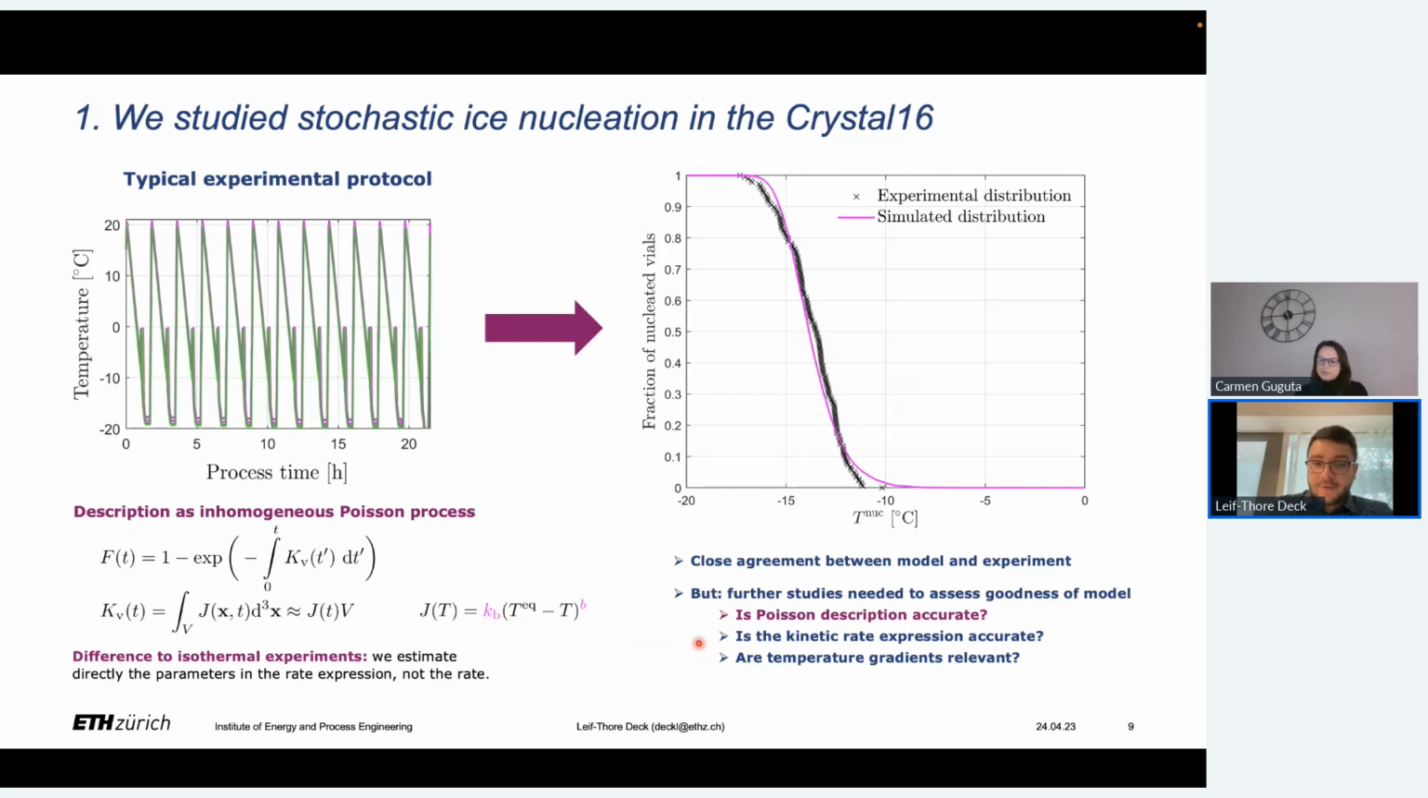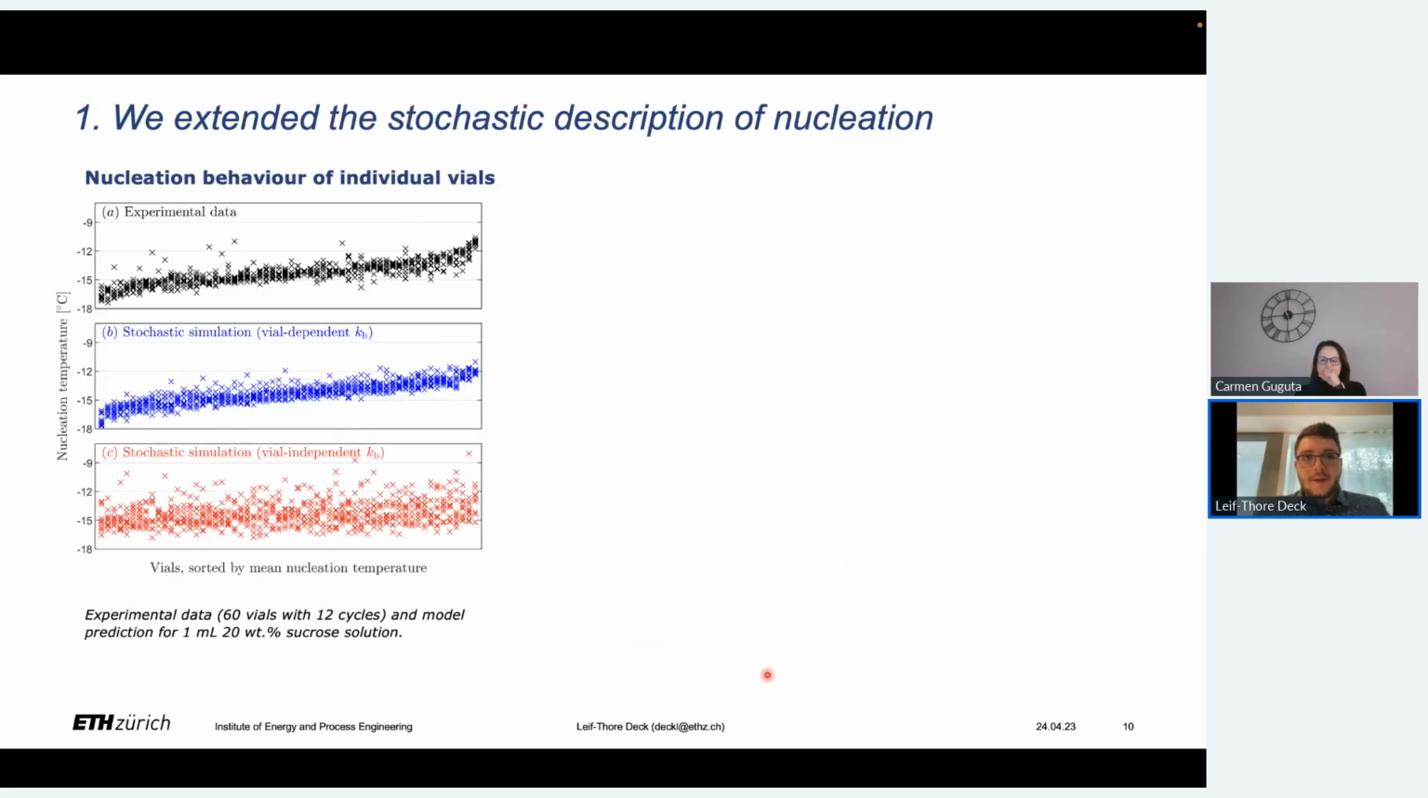I will only discuss the first one here, and this is if this description of nucleation as a Poisson process, as we do here, is actually accurate. We also looked into if this kinetic rate expression, so this equation for J, is actually accurate, which it is, very luckily. And we also looked into if temperature gradients are relevant. And for this, I will also shortly discuss a bit later the model that we have. So let's look into this question if the Poisson description of nucleation is accurate.